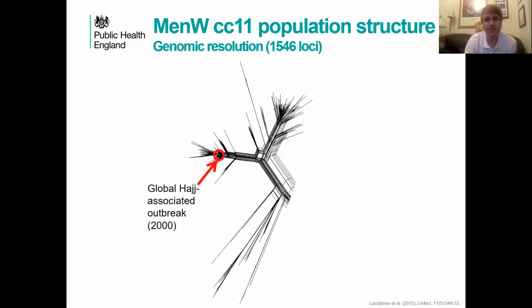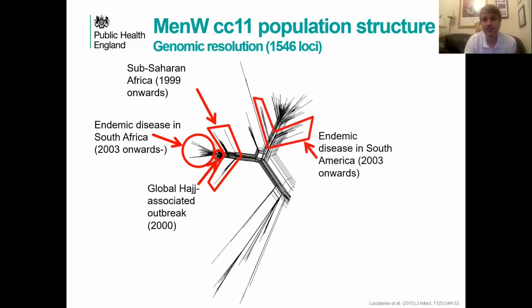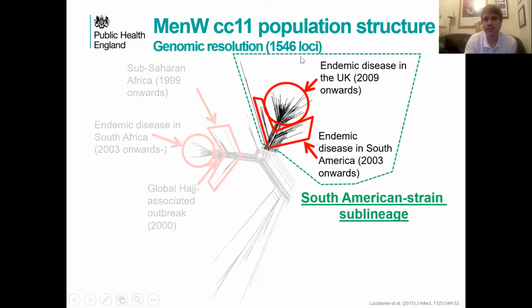One on the left includes the strains associated with the global Hajj outbreak, and also the sub-Saharan African epidemic strains and the endemic disease strains from South Africa. And then on the other side, we see the South American strains and our endemic UK strain as well. And so this has subsequently become known as the South American strain sublineage, named after this South American strain. And similarly, this is the Hajj strain sublineage, named after the earlier Hajj outbreak.